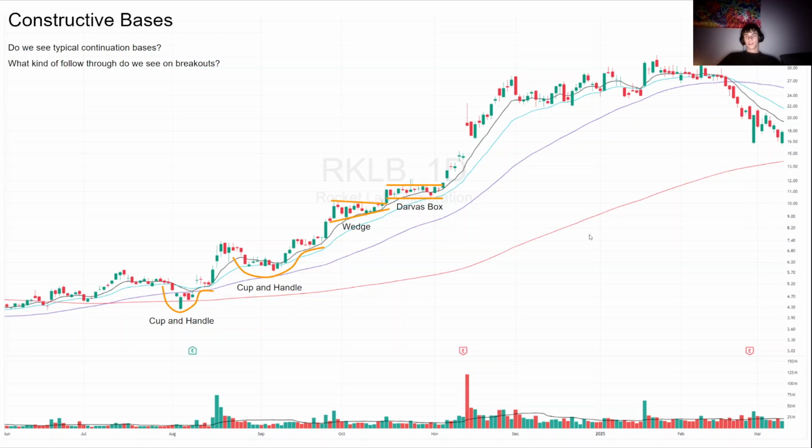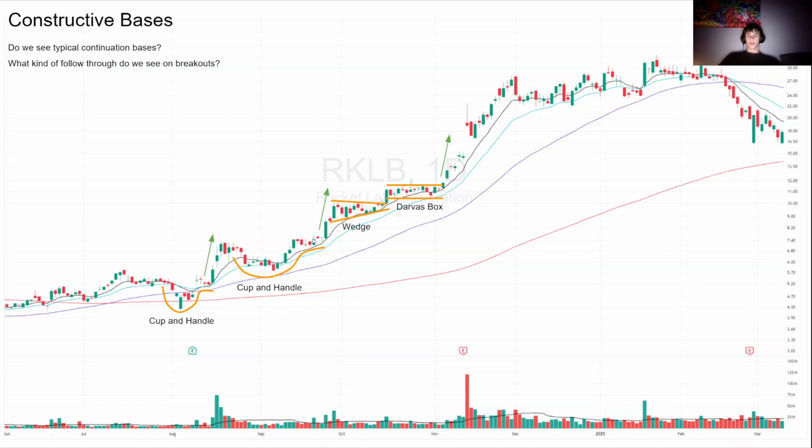So this is a stock that is showcasing and displaying very constructive behavior and all types of continuation bases, which is a really healthy sign to see. And then as far as the follow through on these breakouts go, it's all very positive. When we break out of this cup and handle here, it's very positive when we trend up for at least a couple days before consolidating back down.